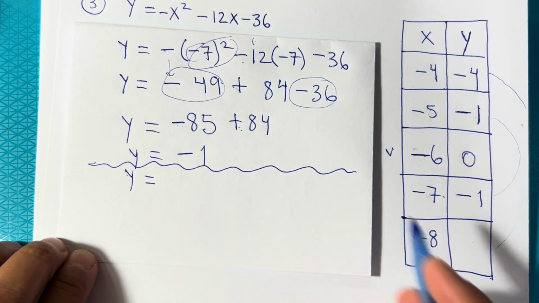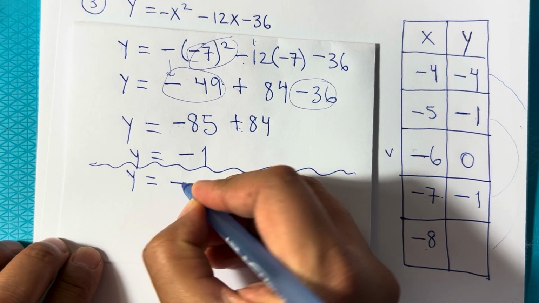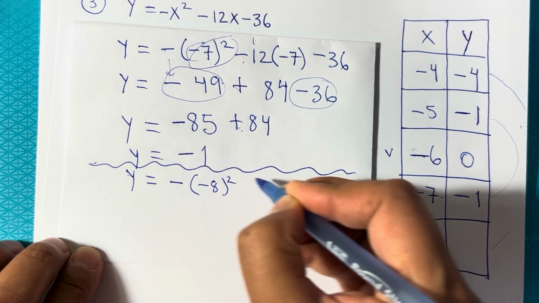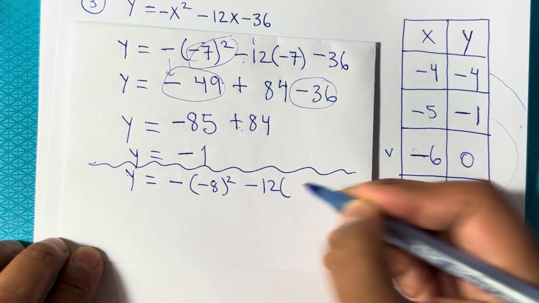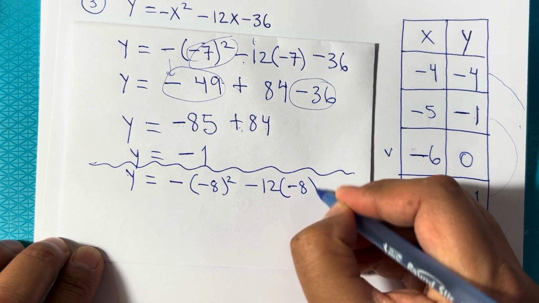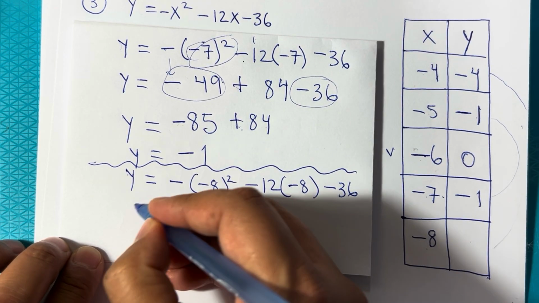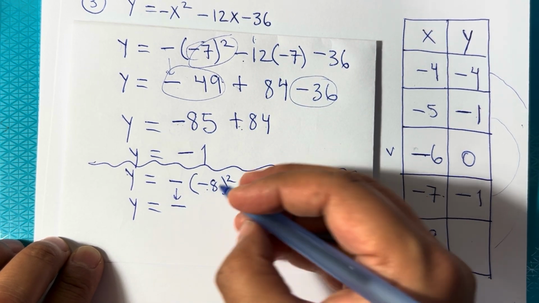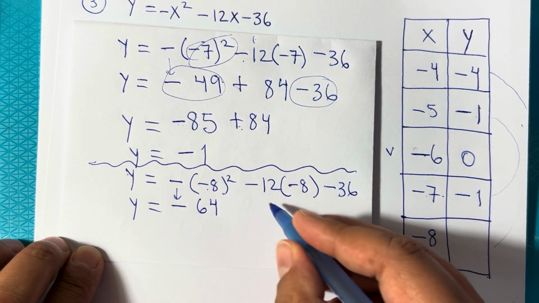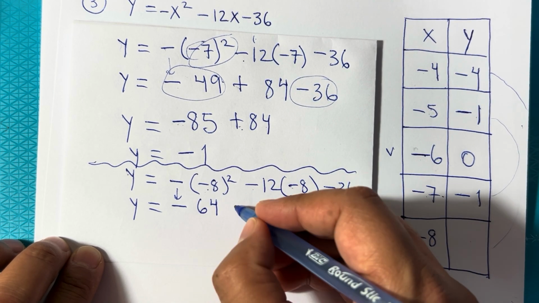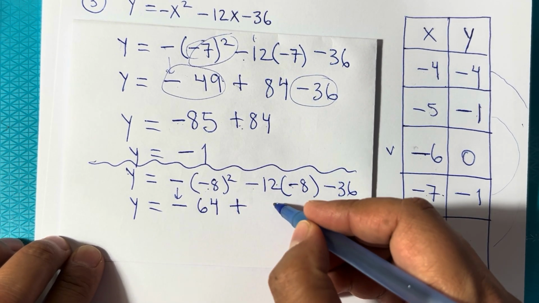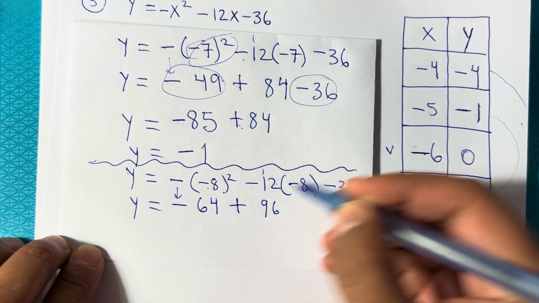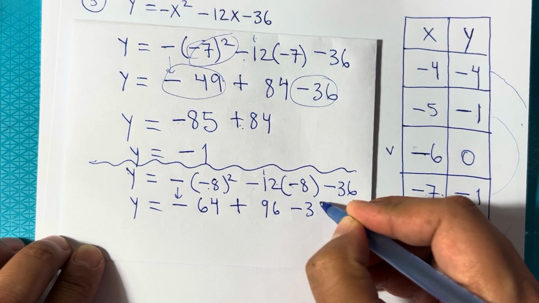Y equals negative from the formula, negative 8 squared minus 12 times negative 8 minus 36. Bring that negative down. Negative 8 times negative 8 is 64, positive 64. Negative times negative is positive. 8 times 2 is 16, carry 1. 8 times 1 is 8, and 1 is 9. And bring down the negative 36.